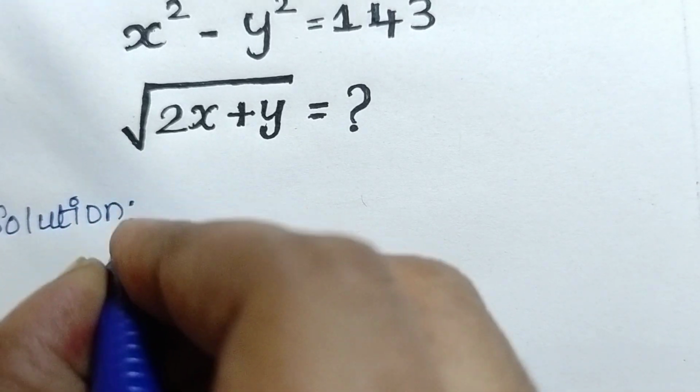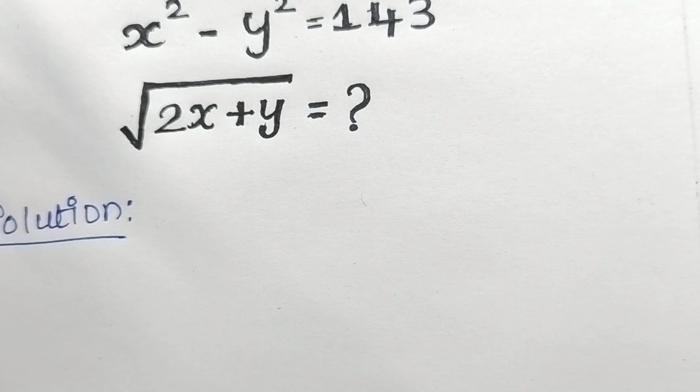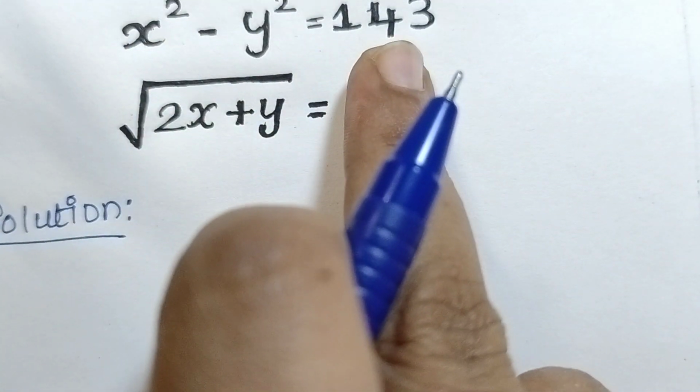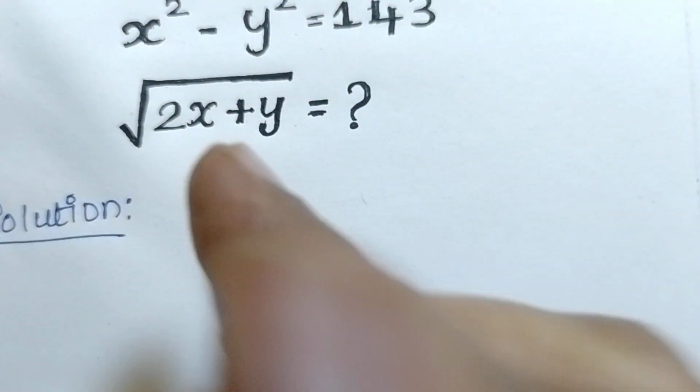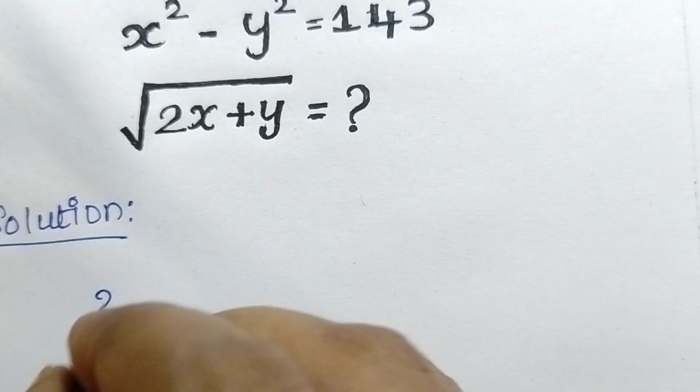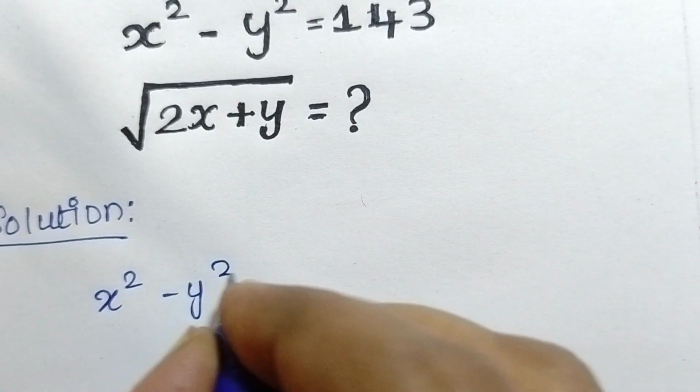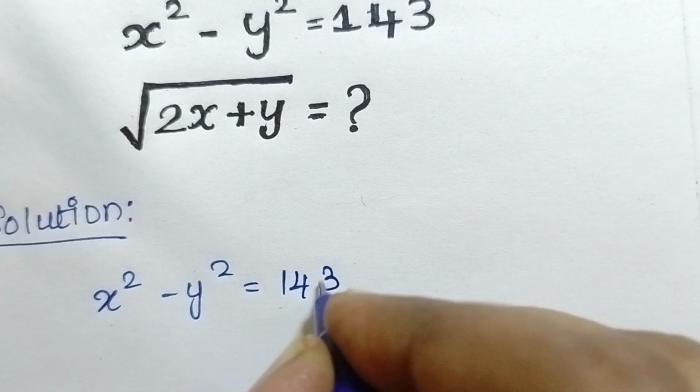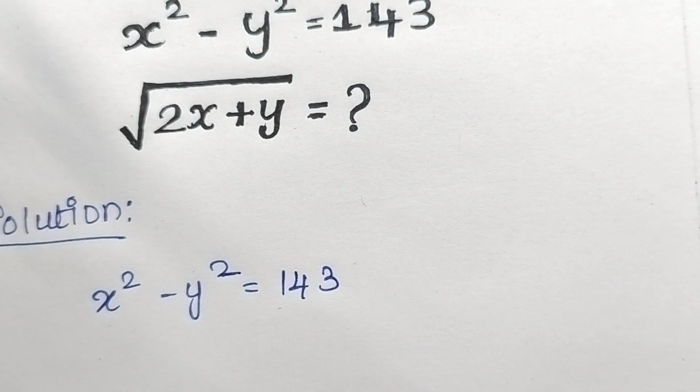So here is the solution. Let's start the question with the hint. Here the hint was given as x square minus y square is equal to 143. So this is what they have given.